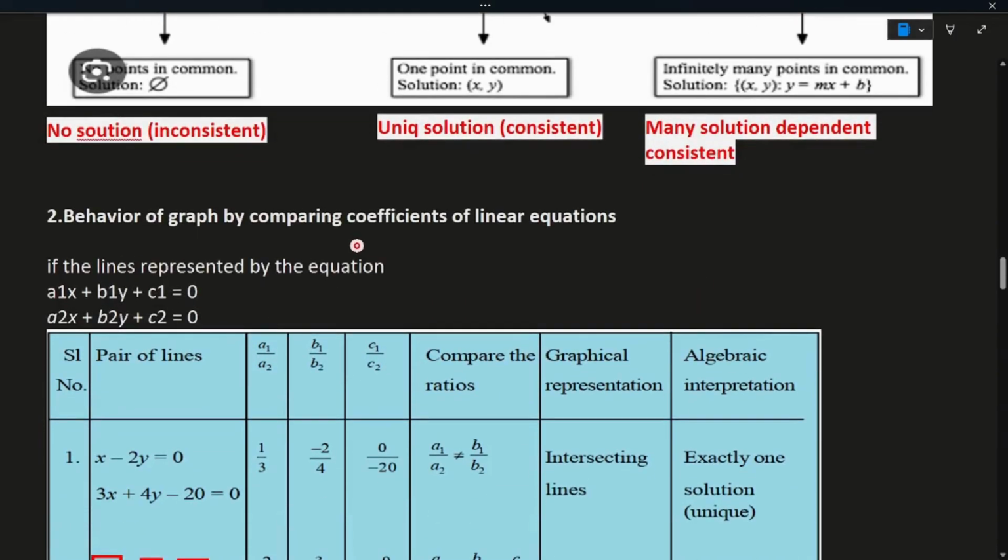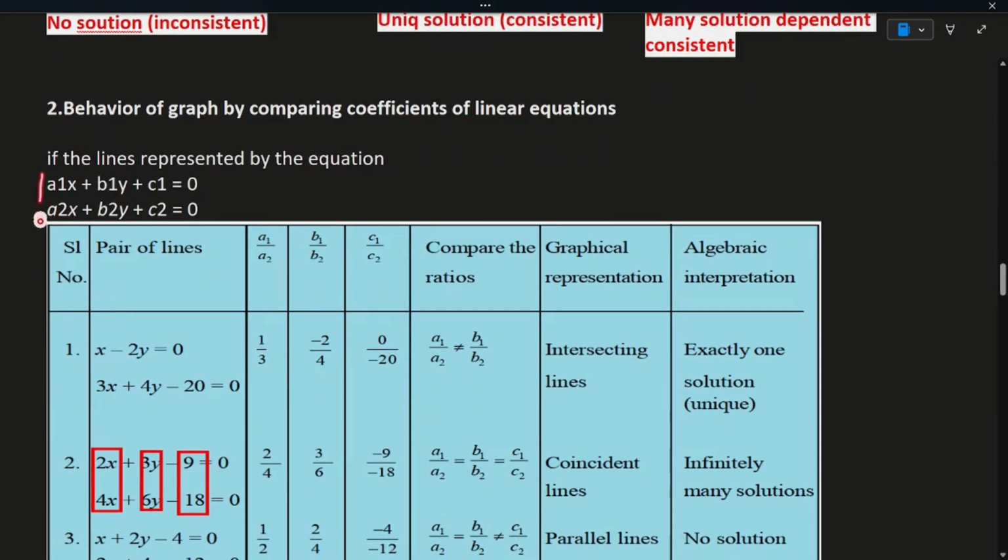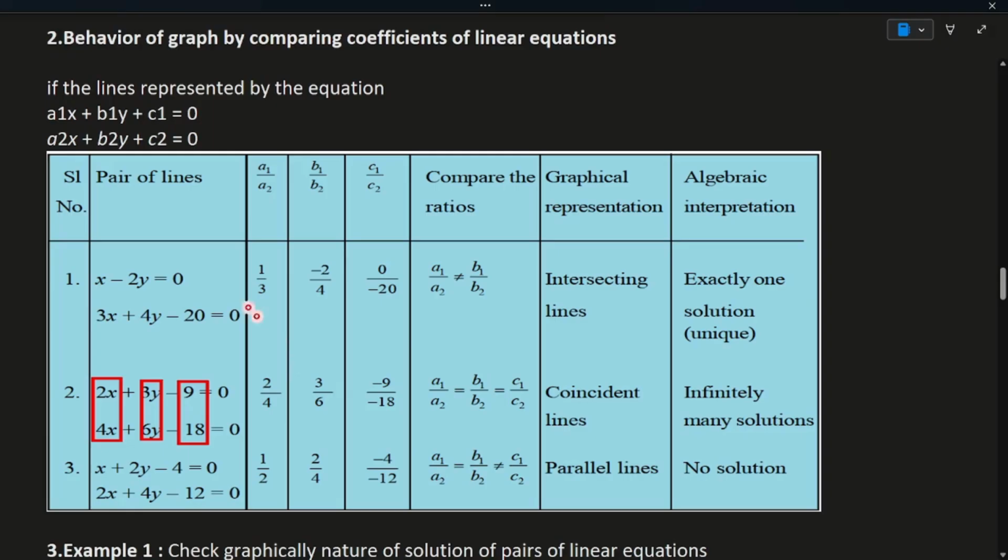The behavior of the graph of linear equations can be found by comparing the coefficients of two linear equations. For example, this is the general expression of a linear equation. I am comparing these two general expressions with these two linear equations, in the form of a1, a2, b1, b2, c1, c2. By comparing their coefficients, we conclude a1 by a2 equal to b1 by b2 equal to c1 by c2. This condition satisfies the coincident lines.